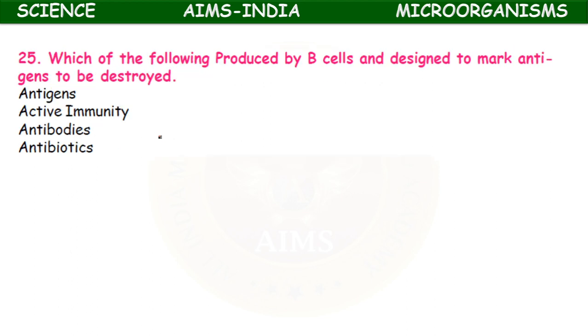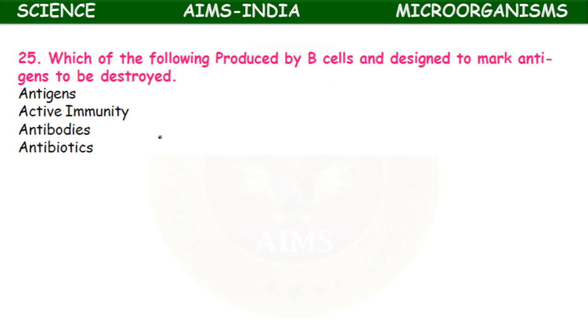Next, which of the following is produced by B cells and designed to mark antigens to be destroyed? Which of the following is produced by B cells? B cells means bone marrow cells. Okay, it is a type of WBC, and designed to mark antigens to be destroyed.